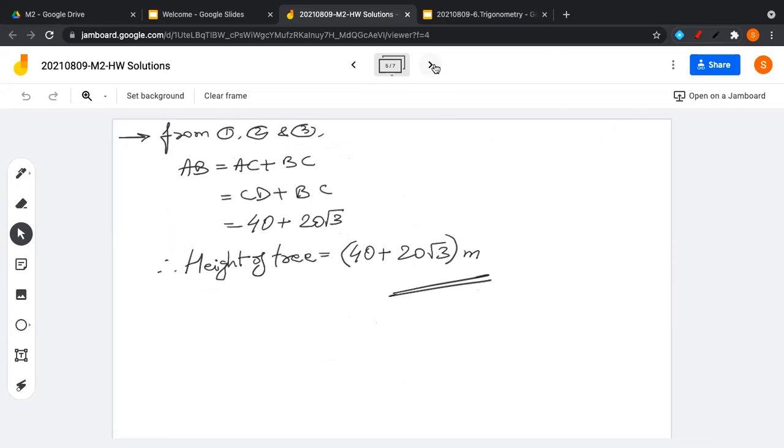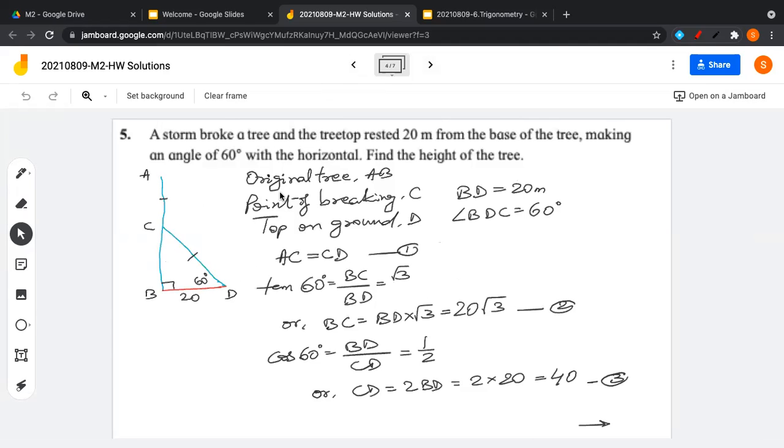And for all these questions, realize that even if we are not able to solve the question, we can at least draw the diagram properly. For example, in this question, see how I have drawn a very simple rough diagram and how I have very simply explained what it is. I'm saying original tree is AB, point of breaking is C, top on the ground, so A has come to D. Right? So this is all given. So these things you can write just by reading the question.